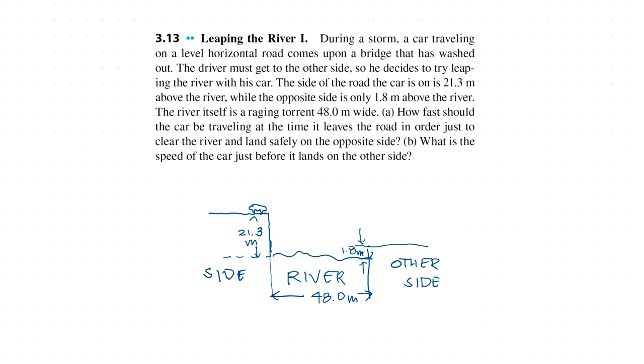So, dalawang question natin. Letter A, how fast should the car be traveling at the time it leaves the road in order just to clear the river and land safely on the opposite side? And B, what is the speed of the car just before it lands on the other side?